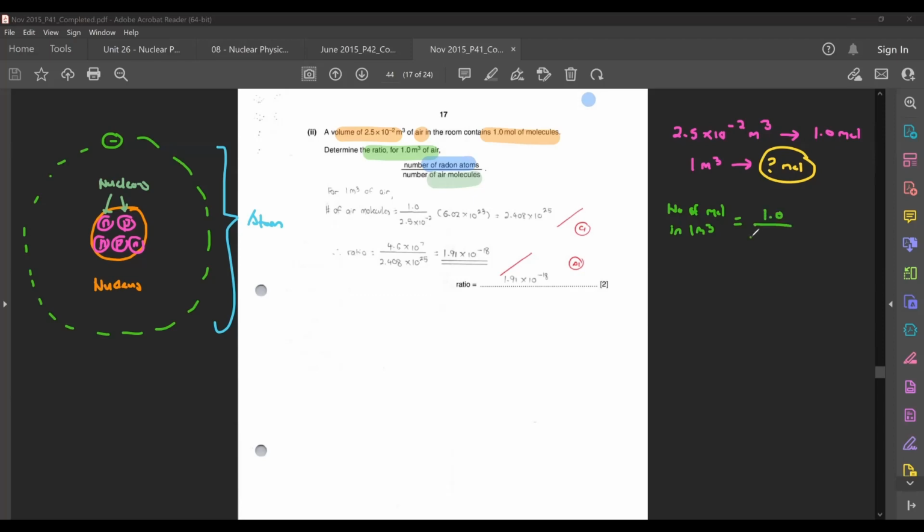1.0 meter cube over 2.5 times 10 power minus 2 times 1. This one will give you the number of moles in 1 meter cube of air. Okay, so eventually you'll get some answer from there. But what you're interested in is the number of molecules. You see the bottom part here, number of air molecules.